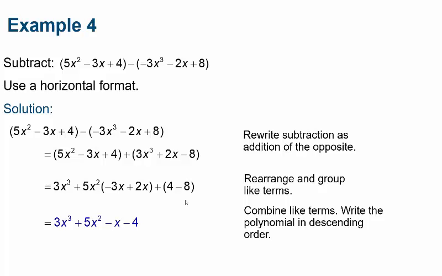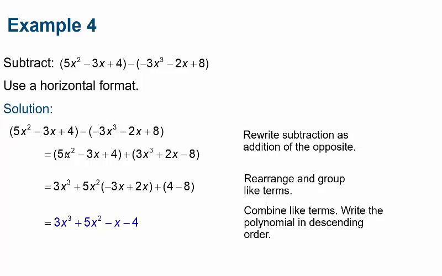Okay, let's do this last one here, and I'll show you how to do it now with the horizontal. I'm going to take 5x squared minus 3x plus 4, and then I'm going to subtract, and in parentheses is minus 3x cubed minus 2x plus 8. All you have to do to remember this is first take this subtraction sign and distribute it through, and change the sign to addition as if the opposite.